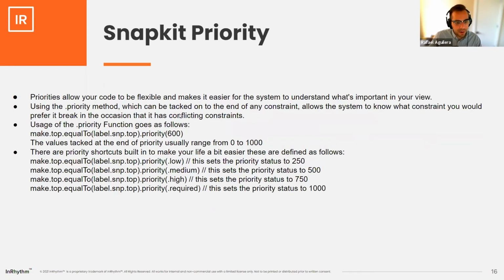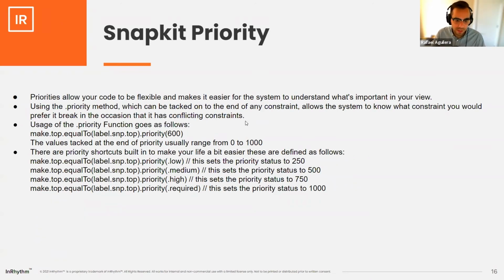So yeah, priorities. Priorities basically allow your code to be flexible so that the system knows what constraints it needs to break and which ones are more important than others, based on what you tell it. Say for certain screens, it makes more sense for it to break left and right and just constrain it to fully on the left and fully on the right. And for other systems, it makes more sense to just keep it centered or something like that. So you can specify exactly what you need.